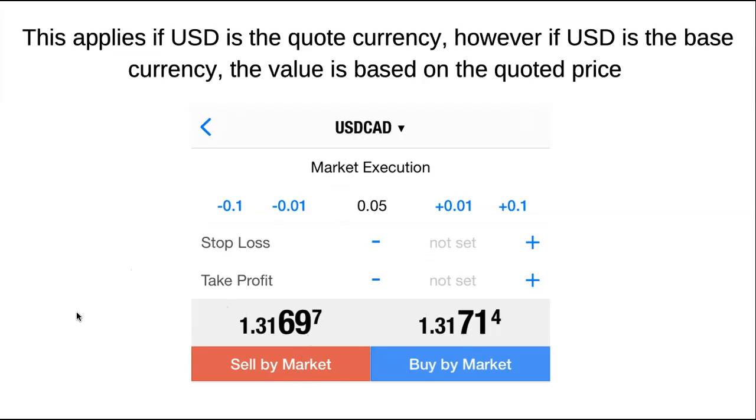So just keep in mind that the standard, the mini, the micro lots, that is based on if you are using a US dollar quote currency. So that would be the Euro USD, any currency where USD is the quote currency, then that will apply. On the flip side of that, if USD is the base currency, then you're going to be looking at the quote currency to determine how much that particular price per pip is going to be.